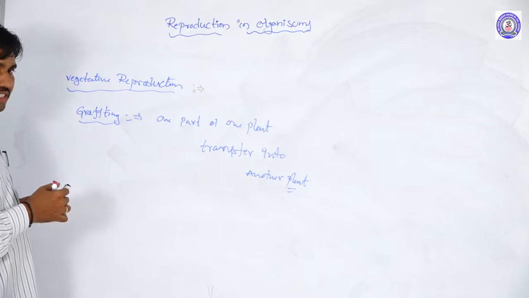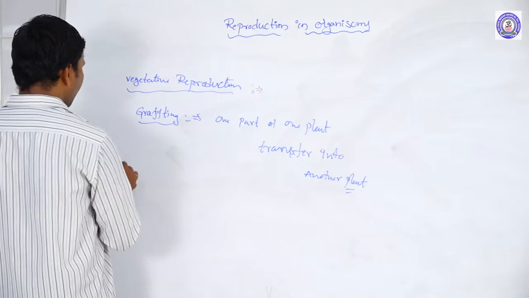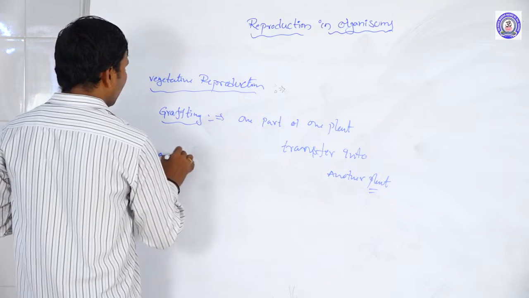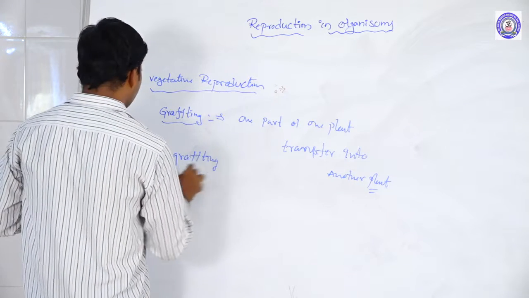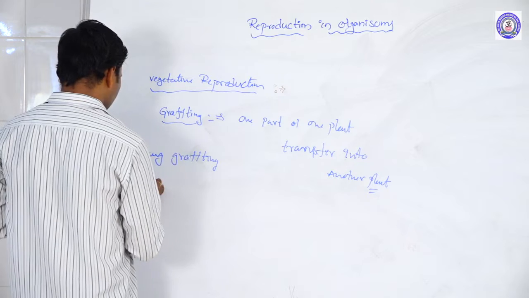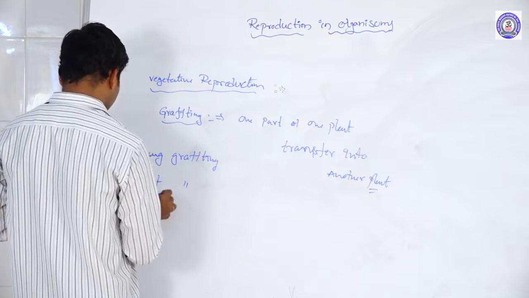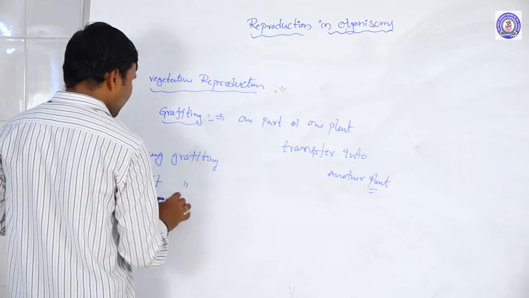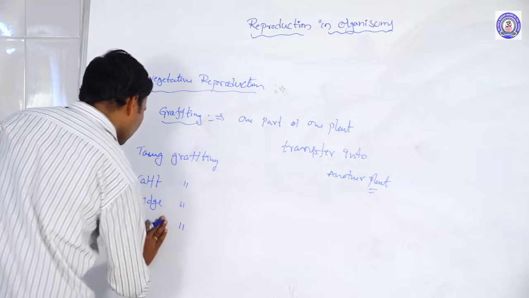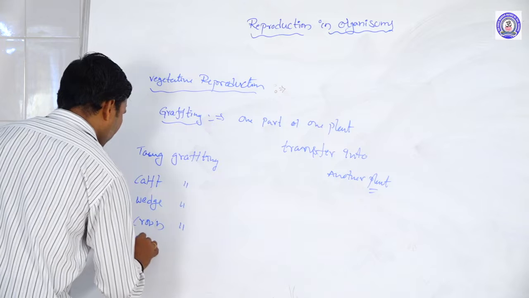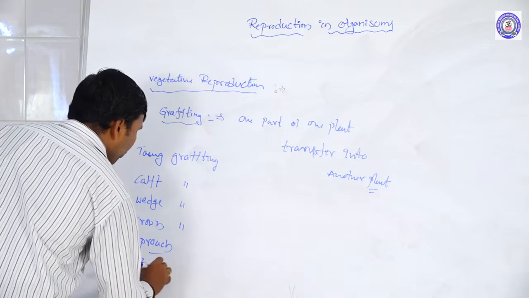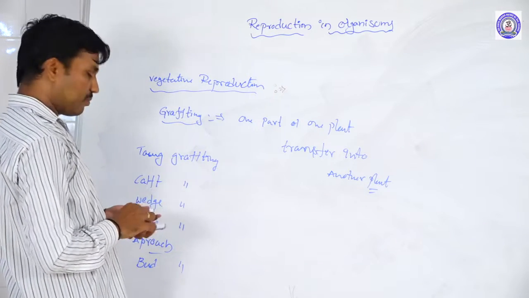Based on the grafting process, there are different categories of grafting methods. First is tongue grafting, then cleft grafting, wedge grafting, crown grafting, approach grafting and bud grafting. These are the different methods of grafting. We will discuss them one by one.